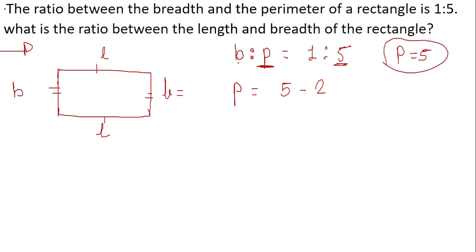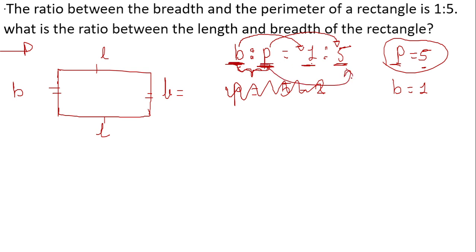Given the ratio of breadth and the perimeter is 1:5, can I assign the value of perimeter as 5? And can I assign the value for breadth as 1? Yes, breadth is equivalent to 1, perimeter is equivalent to 5. Right now don't look at the figure. Simply look at the given ratio. Breadth is to perimeter is 1:5. So I am assigning the value for breadth as 1 and for the perimeter as 5. Got it? First thing.